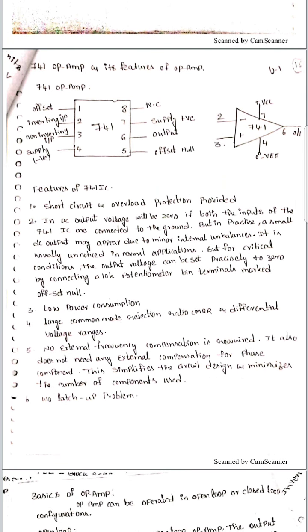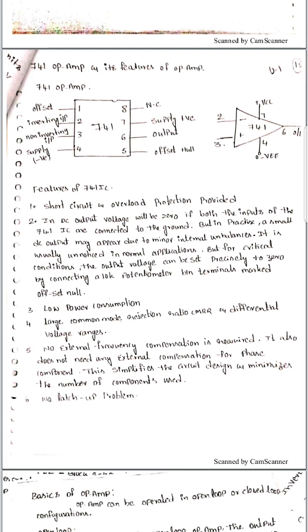Next, the 741 op amp and its features. This is the 8-pin 741. Pin number 1 is the offset null, second one is the inverting input, third one is the non-inverting input, fourth one is the supply, fifth one is the offset null, sixth one is the output, seventh one is the supply, eighth one is no connection.